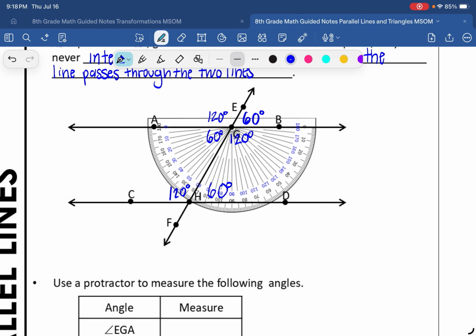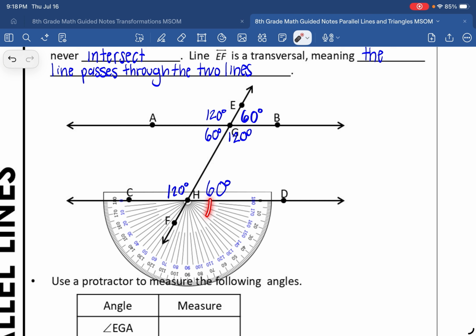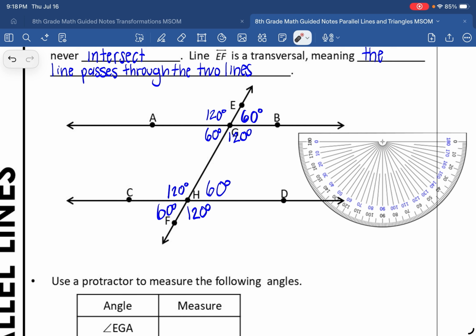Slide it down to measure the angles down here. Put it on point H. Angle DHF is obtuse, greater than 90, so it's going to be 120 degrees. And angle FHC right here is going to be 60 degrees. So notice that all my angles are either 60 or 120.